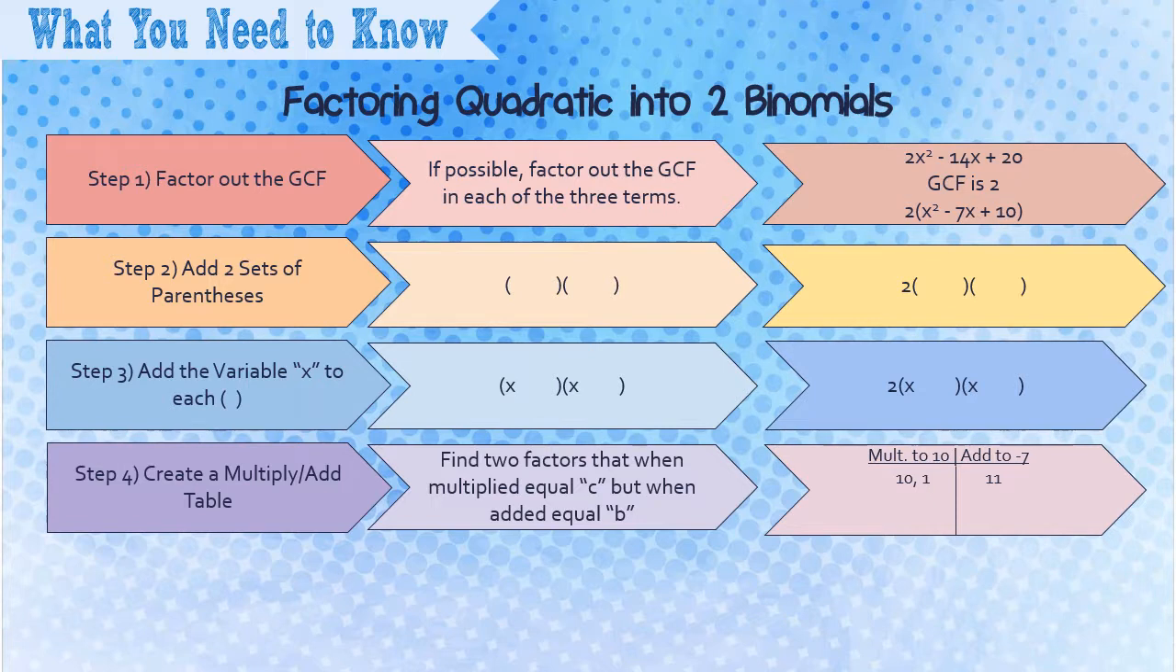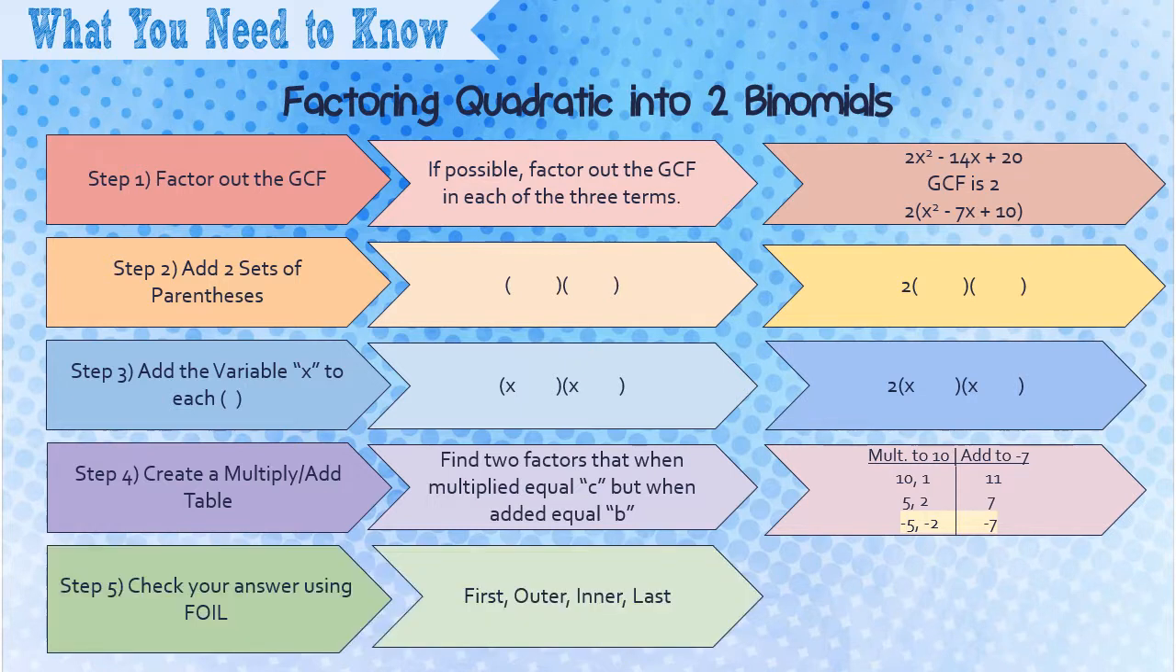If I add 10 and 1 together, I get 11. That doesn't equal 7 or negative 7, so that's not what I'll use. Then I go down the list. I know I can also have factors of 5 and 2. Well, 5 plus 2 is 7, but I need it to equal negative 7. So what if we multiply negative 5 times negative 2? Those are still factors of 10, and when I multiply them together, I get a positive. But when I add those two negatives together, I get negative 7. So that's what I'm going to use here.